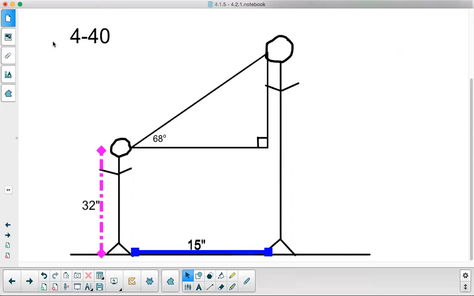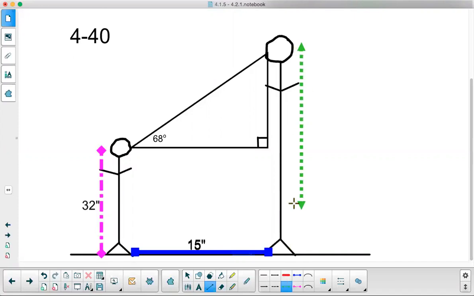Okay, so Mary had to look up at a 60-degree angle to see her father's eyes whenever she was standing 15 inches away from him. And her eyes were 32 inches above the ground. So how high above the flat ground were her father's eyes? So we're basically looking for this total distance right here.